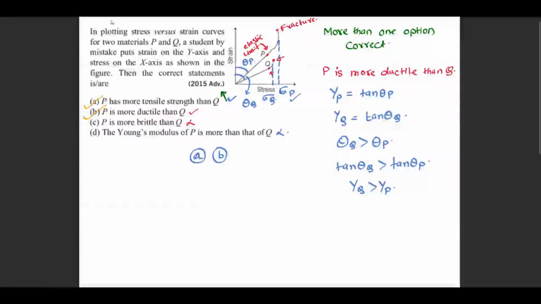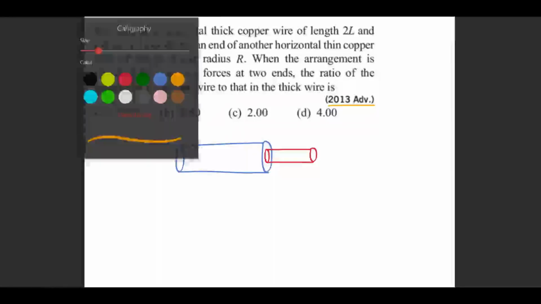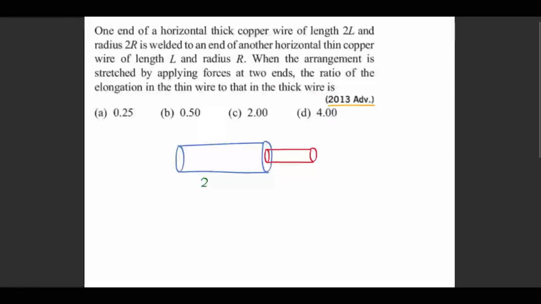Fine. Let's move on to the next one. Now this question is from JEE Advanced 2013. Now, in this question it is said that two copper wires of given lengths. So this has a length of 2L and radius 2R and this has a length of L and radius R, right?